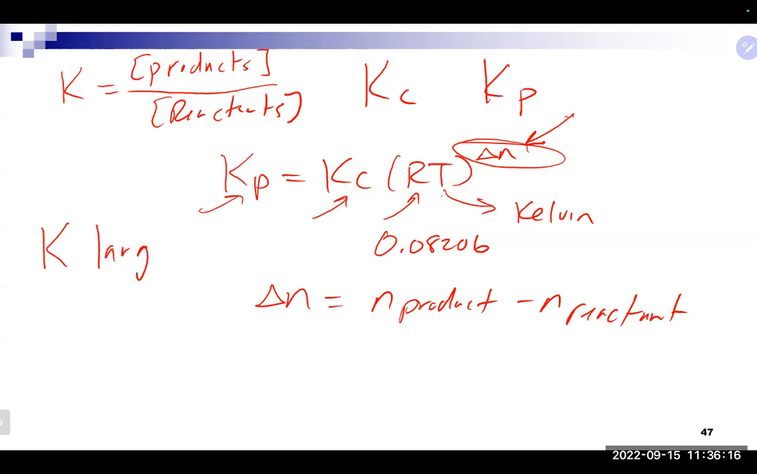We also talked about the idea of large K values, right? If you have a large K value, that means when we reach equilibrium, it is mainly products that will probably be present. And if we had a small value, it would be the opposite, which obviously would be reactants present. Any questions on any of that stuff we did last time?